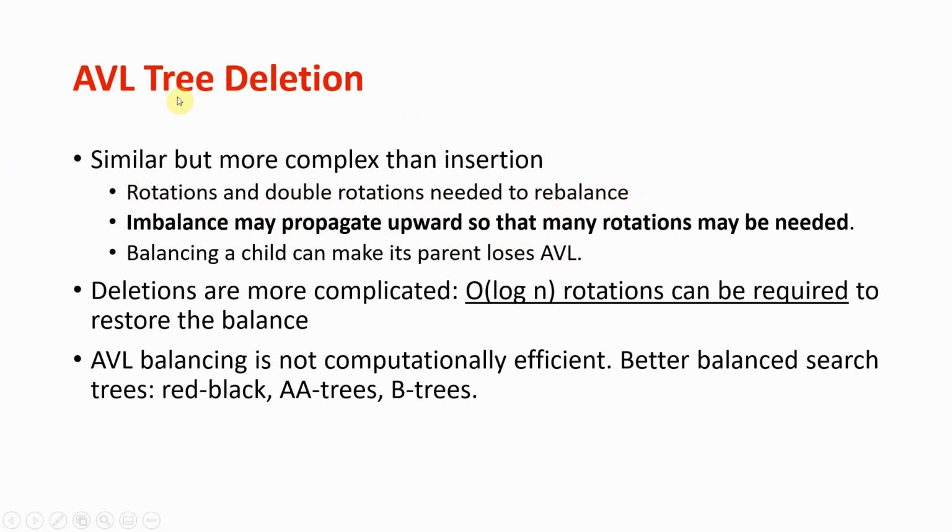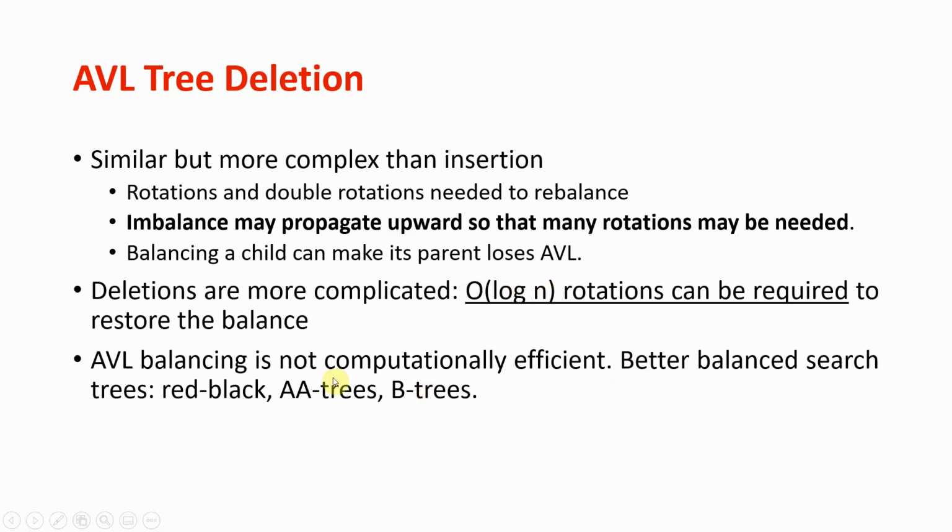Now, deletion for an AVL tree is more challenging than insertion, because for insertion, as soon as you fix the problem for the pivot, we don't need to go upwards toward the root anymore. But for deletion, the imbalance may propagate upwards, so many rotations may be needed. Even if you find the deepest node that loses its AVL property and fix it by rotation, you still need to go upwards toward the root and check all the other nodes' balance factors to see if they need rotation as well. Deletions are more complicated than insertion. There might be as many rotations as the height of the tree, which is log of n. Usually it's less than that, but it might be up to that.